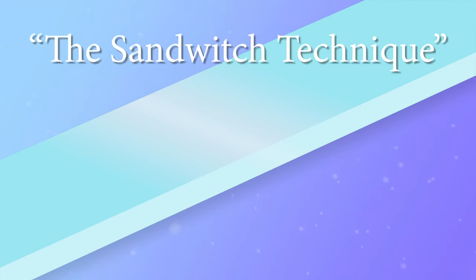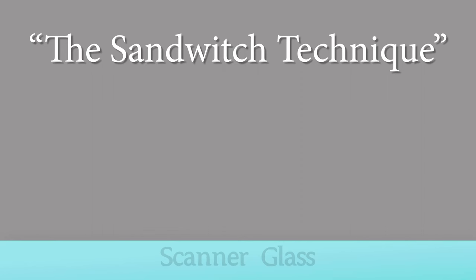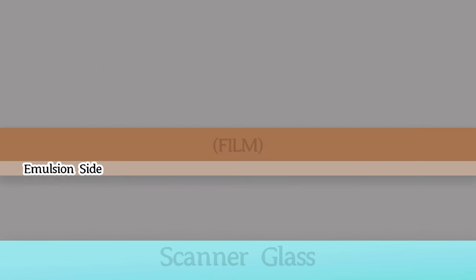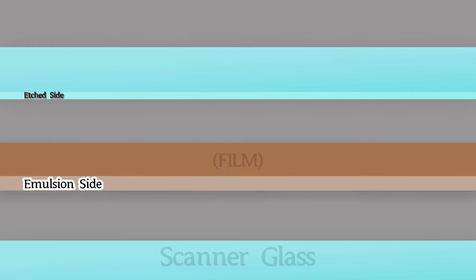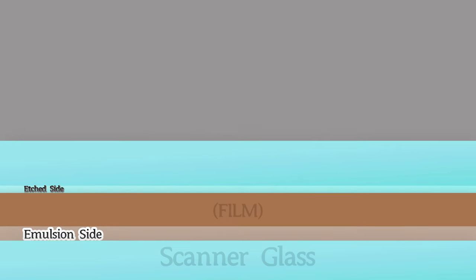I'm going to explain exactly how I use the glass in my setup because it will cover the most broad range of situations. Because I get the best results when scanning directly on the glass, I have to use the sandwich technique. That would be putting the scanner's glass bed at the bottom, then the film, then my etched glass on top of it.